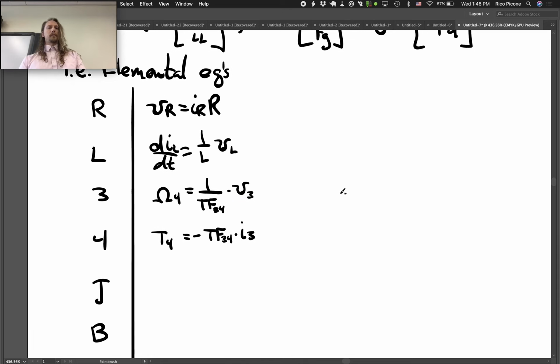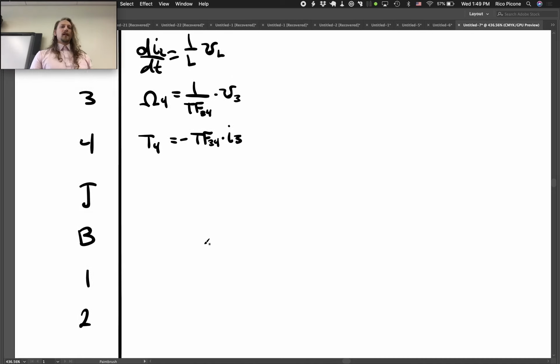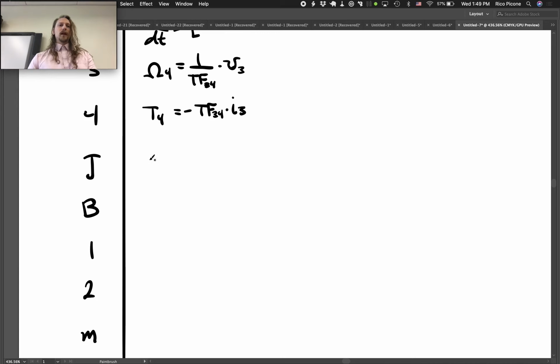Okay, so with these equations, it's not like this is the 3 equation and this is the 4 equation. They both have 3 and 4 in them. I just write 3 and 4 so I remember to write both equations down. And then for J, we have d omega J/dt equals 1 over J times TJ. TB equals B omega B.